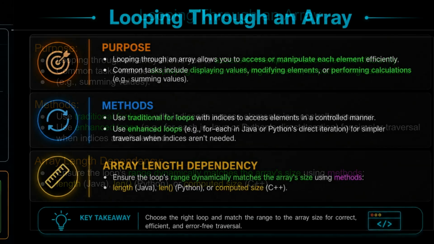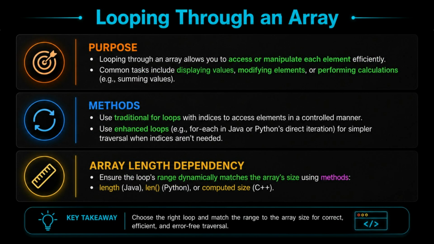Looping through an array lets you access or manipulate every element efficiently, displaying values, modifying them, or summing them up. A traditional for loop with an index gives you full control, while an enhanced loop, like Java's for each or Python's direct iteration, is simpler when you don't actually need the index itself. Either way, make sure your loop's range dynamically matches the array's actual size, using length in Java, len in Python, or a computed size in C++, never a hard-coded number.